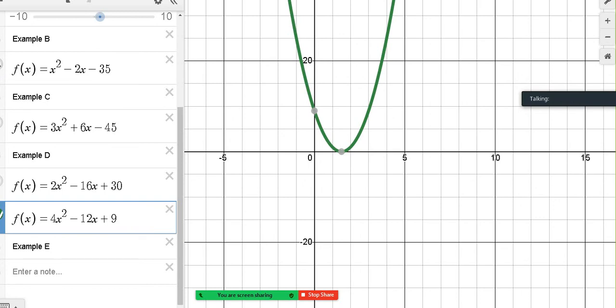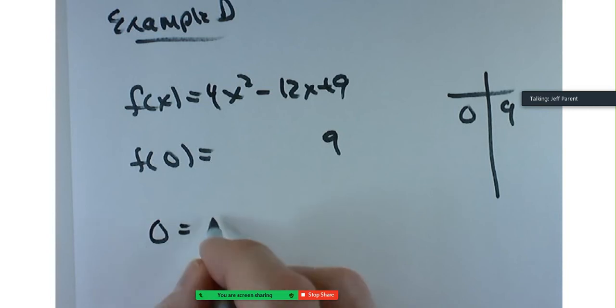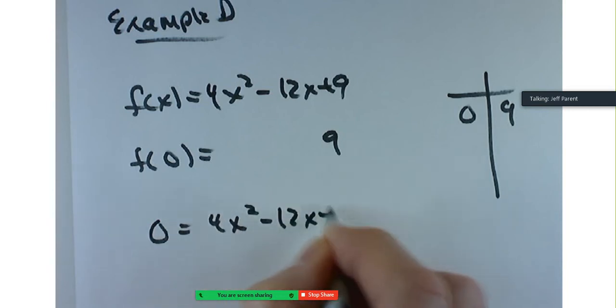So let's see here. We'll start by finding the Y-intercept. So this is example D. f of x is 4x squared minus 12x plus 9. So f of 0 would be 9. If I wanted to find the x-intercepts, that's a little bit more challenging, especially for a problem like this. 0 equals 4x squared minus 12x plus 9.